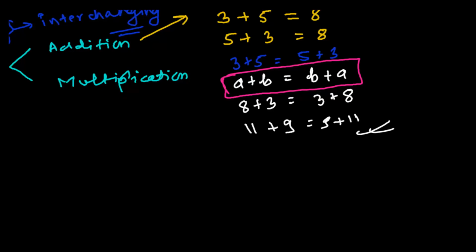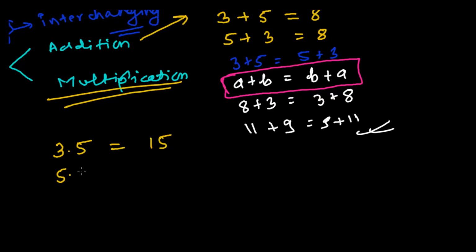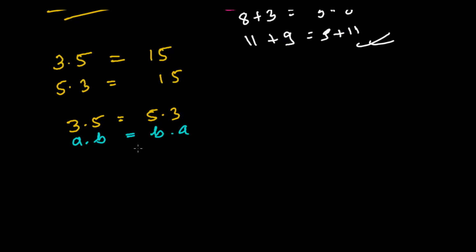Multiplication, same rules. We can interchange the positions. 3 times 5 is 15, right? And similarly, 5 times 3 is 15. So it looks the same: 3 times 5 is equal to 5 times 3. Then in the form of variables, let's say A and B are the two variables representing two different numbers. A times B is the same as B times A. And these A and B can be anything. This is a rule now, the generalized form of arithmetic.